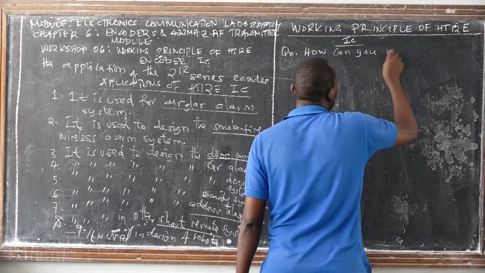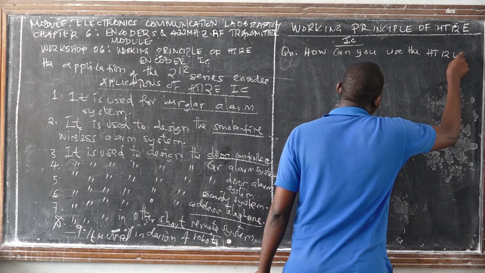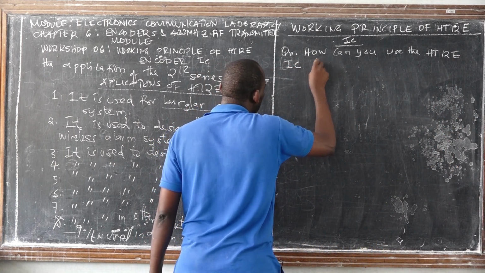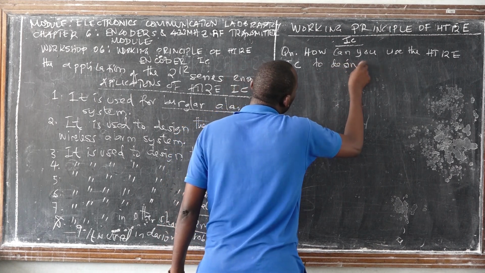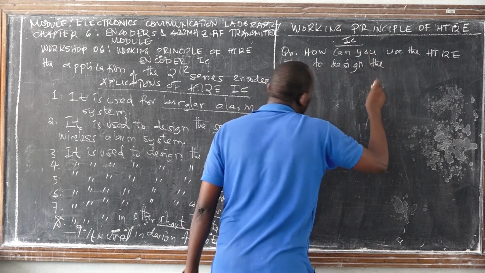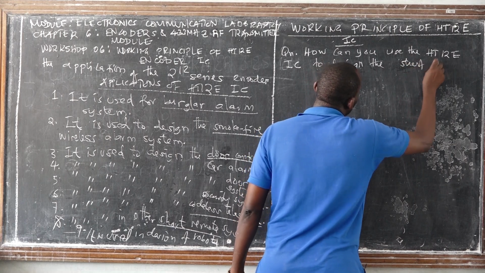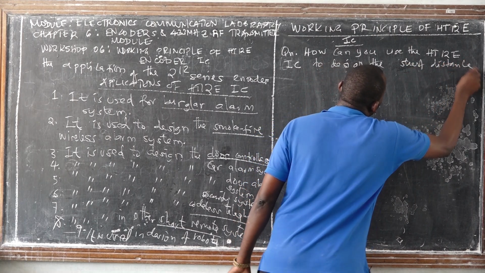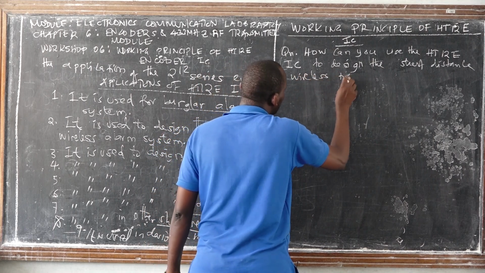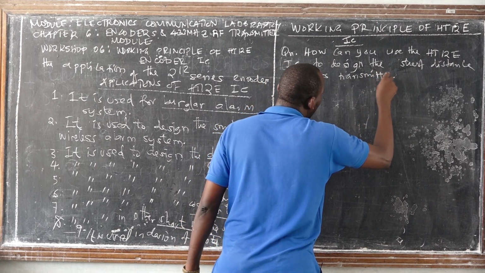How can you use the HT12E encoder integrated circuits to design the short distance wireless transmitter? Are you ready?